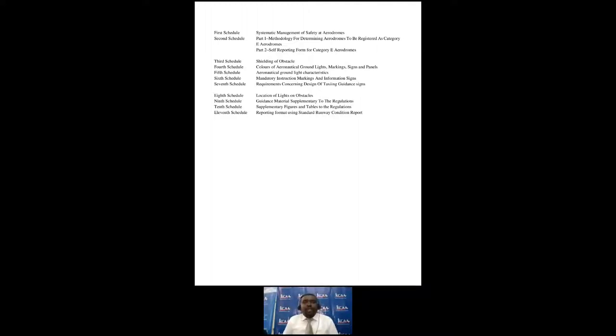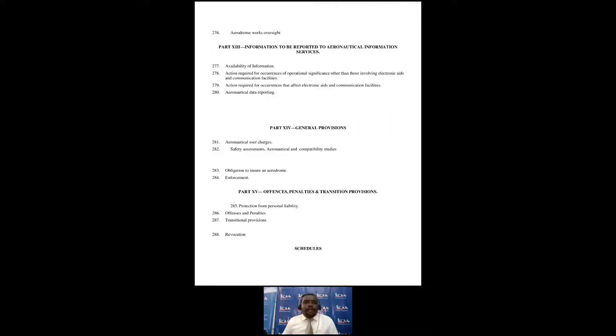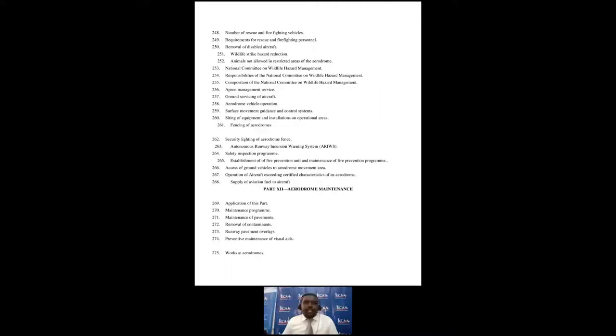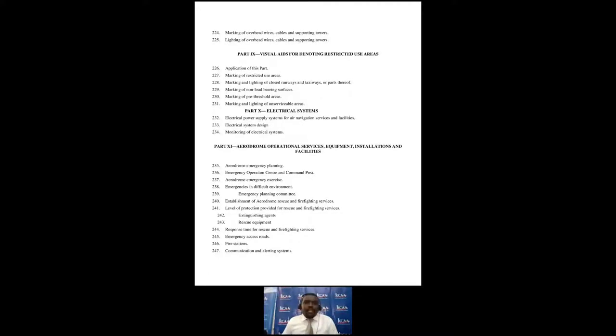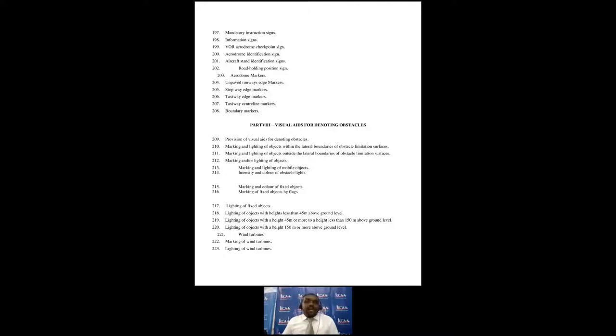It's a new format of reporting, of assessing and reporting runway surface conditions, which is coming into force in the month of November this year. As I said initially, these schedules are to support the main body of the regulation, that is the 15 parts. And the regulations have been transposed from the ICAO Annex 14, where we have adopted all the standards and some of the recommended practices, to be able to support our aerodrome design majorly. And there's also the part of operations.